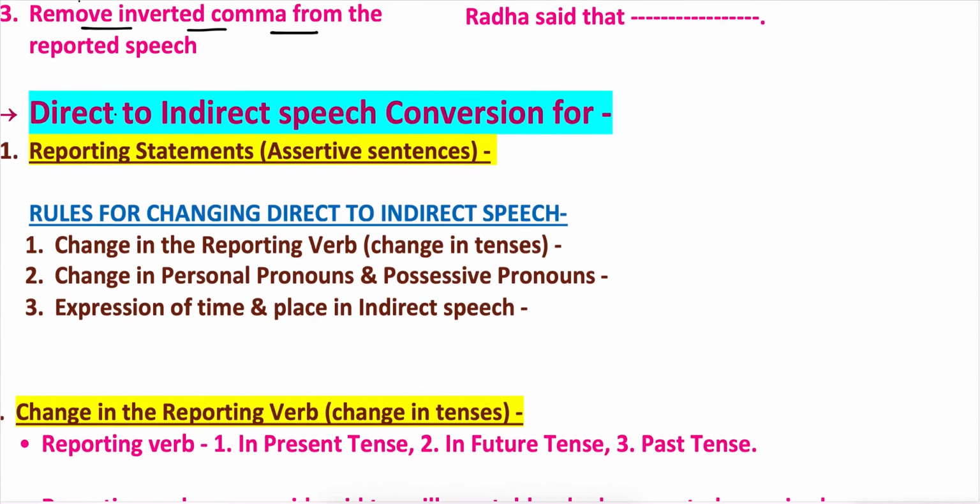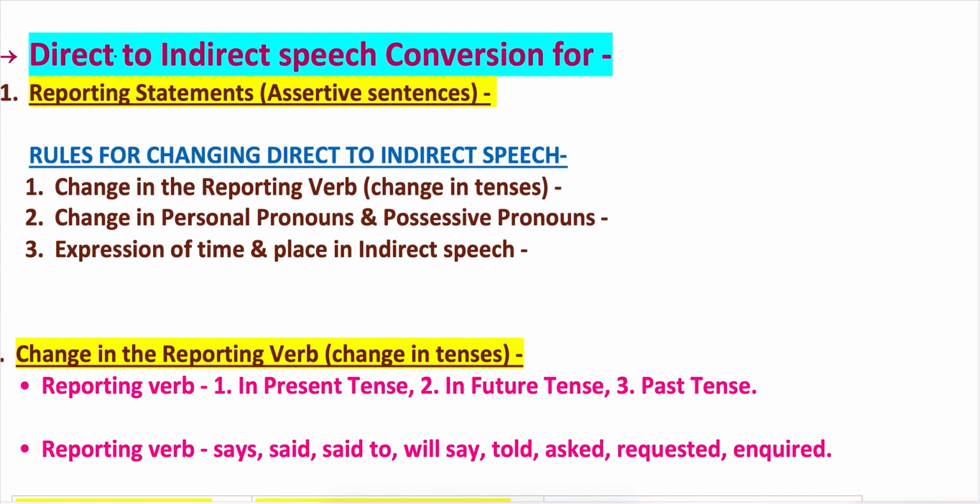Now we will see the direct to indirect speech conversion. We will see the assertive sentence, the interrogative sentence and the imperative sentence one by one. What are assertive sentences? The sentences which express statements, like "I am eating food," "She is going." These are assertive sentences.